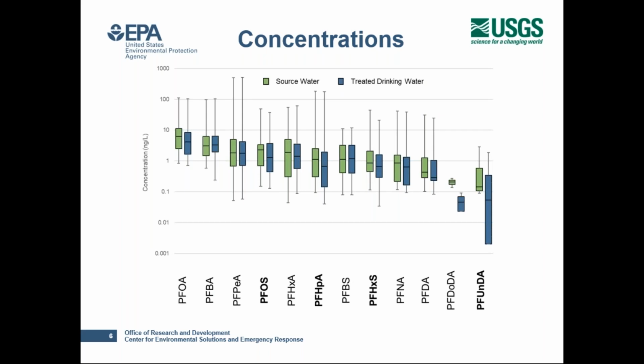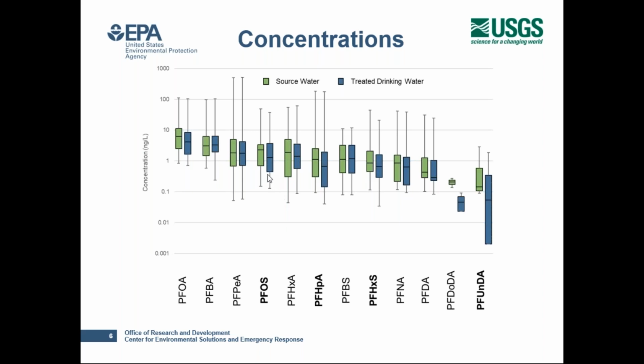So looking first at concentrations, just to orient you to this graph, the green bars are all the source water. The blue bars are the treated drinking water. The upper and lower whiskers are the 95th and 5th percentiles. The bars are the medians. And you'll notice there's a log scale for the concentration. So you can see there's quite a variety within each contaminant in terms of concentration seen both in the source water and in the treated drinking water.